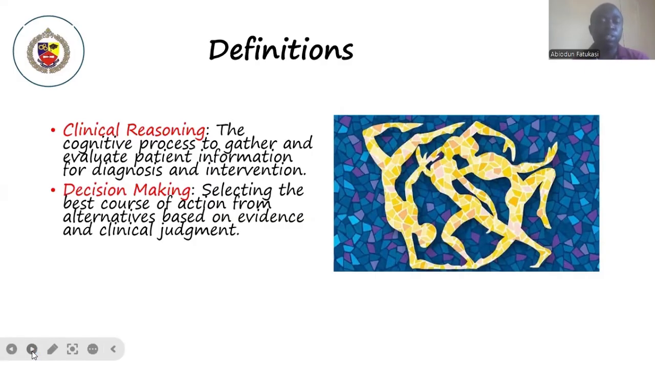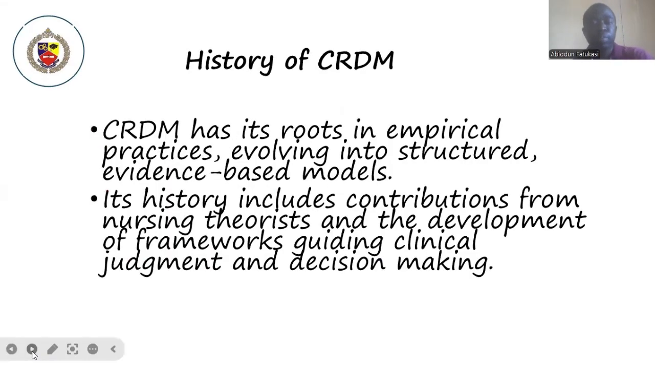We have some definitions in CRDM. The two most common definitions that we are going to deal with are clinical reasoning and decision making. What is clinical reasoning? Clinical reasoning is a cognitive process to gather and evaluate patient information for diagnosis and intervention, while decision making is selecting the best course of action from alternatives based on evidence and clinical judgment.